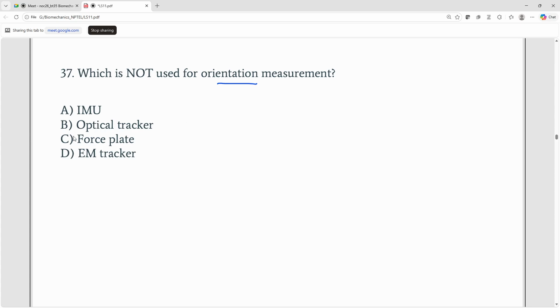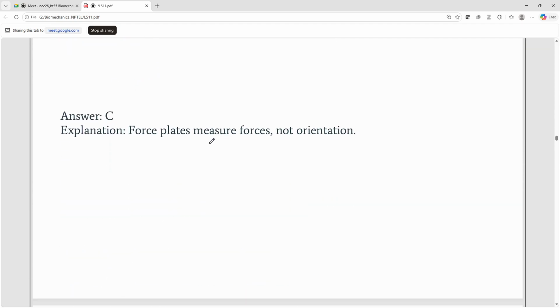Correct answer is option C. Before also, in one question, I have told the word force has nothing to do with the orientation measurement. So the correct answer is force plate. All three are used for orientation measurement, but not the force plate. Force plate measures the forces and not orientation.